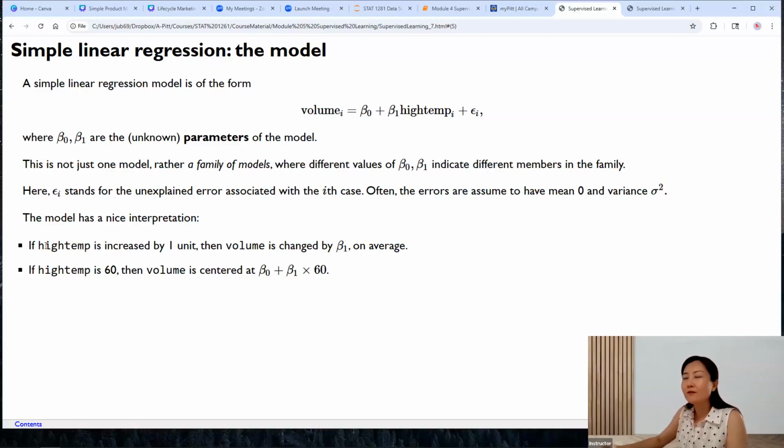For example, if the high temperature, the x variable, is increased by 1 unit, then the volume is changed by beta 1 units on average. So if it is increased by 1, then volume will be changed by beta 1. Beta 1 can be positive or negative. And also, if the high temperature, for example, is equal to 60, then the value of the y variable, volume, is centered at beta 0 plus beta 1 times 60. So this is a predicted mean response for y.